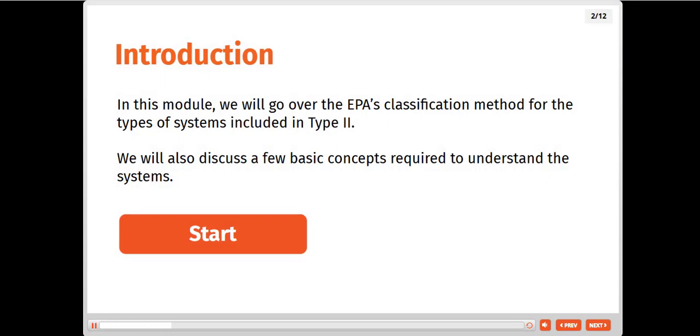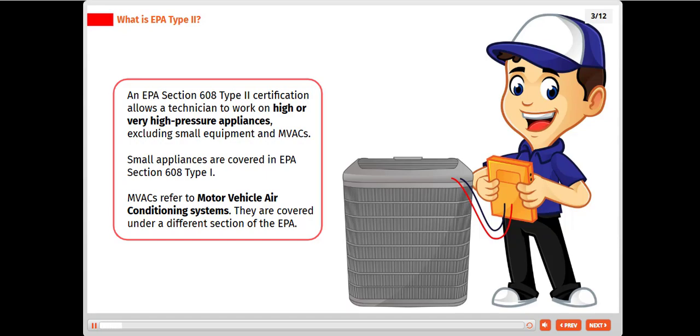In this module, we will go over the EPA's classification method for the types of systems included in Type 2. We will also discuss a few basic concepts required to understand the systems. An EPA Section 608 Type 2 certification allows a technician to work on high or very high pressure appliances, excluding small equipment and MVACs. Small appliances are covered in EPA Section 608 Type 1. MVACs refer to motor vehicle air conditioning systems. They are covered under a different section of the EPA.